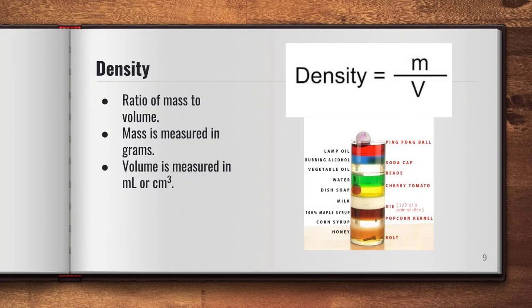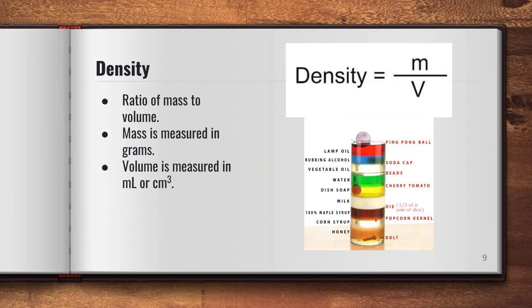Now when we look at density, density is a very important concept in chemistry, and it is the ratio of mass to volume. If something is more dense, it has a higher amount of mass per unit of volume, and if it's less dense, then it will have less mass per unit of volume. The mass is measured in grams, and the volume is measured in milliliters or centimeters cubed. They essentially mean the same thing.